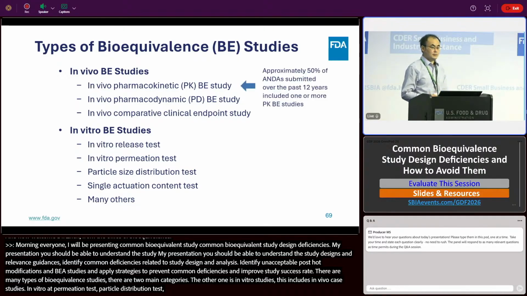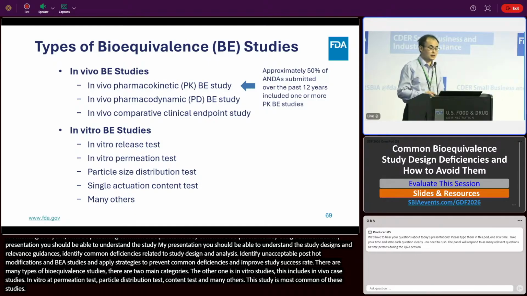In vivo PK-BE study is the most common BE study. Approximately 50% of ANDAs submitted over the past 12 years include at least one PK-BE study.